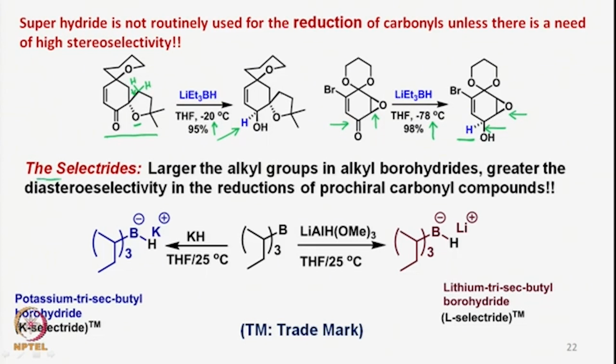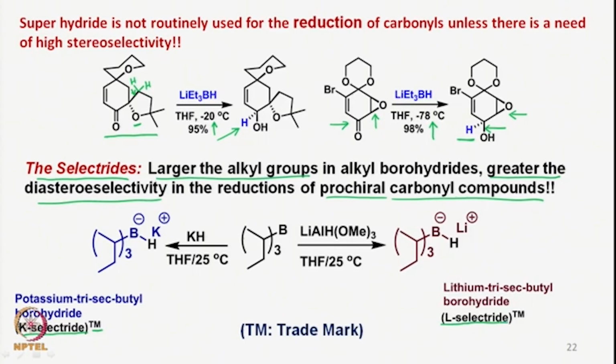They are called selectrides. So the larger the alkyl groups in alkyl borohydrides, the greater the diastereoselectivity in the reduction of, say, prochiral ketones. It is obvious that if we have very strongly bulky reducing agents, then we can expect a high diastereoselectivity. Now there are two, in fact there are three, but more popular are two. One is called K-selectride here, TM means trademark, and the other one is L-selectride.